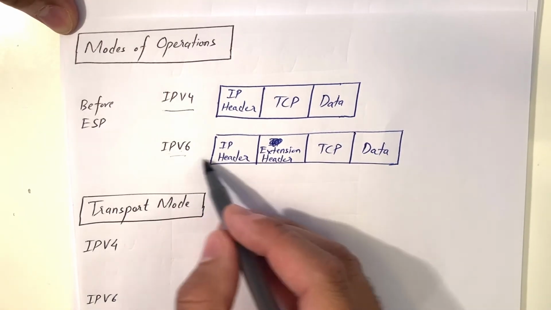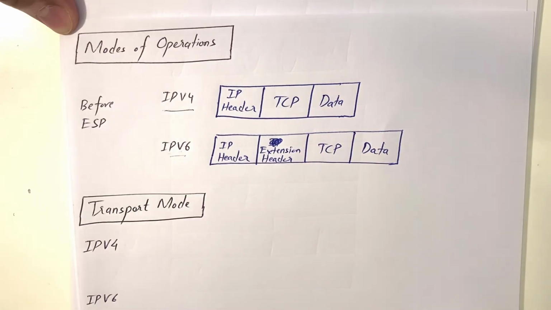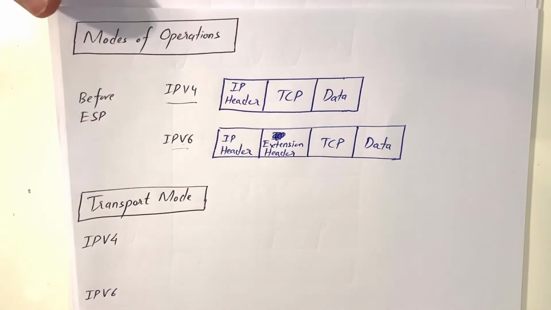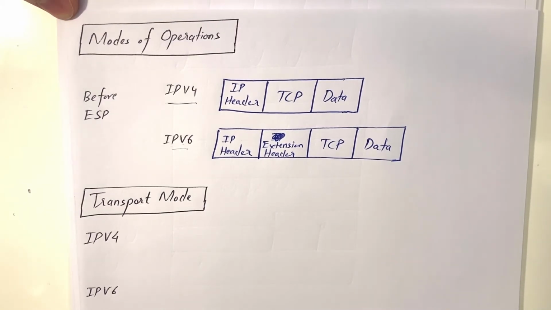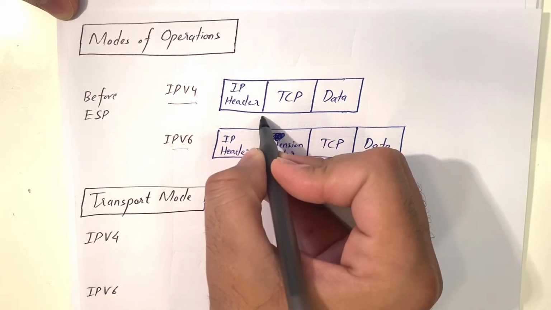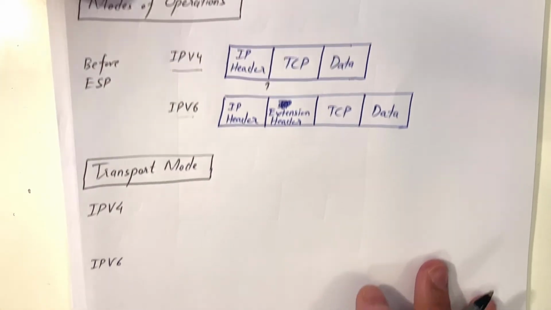Same is the case with IPv6, it just has this extra packet which is called the extension header that we already discussed. Now let's see what will happen in transport mode. As you know, in transport mode, we add the ESP or IPsec after the IP header. So the IP header will not be encrypted.